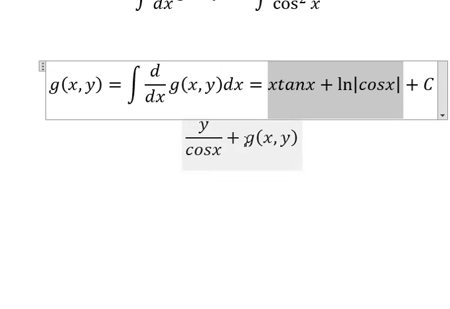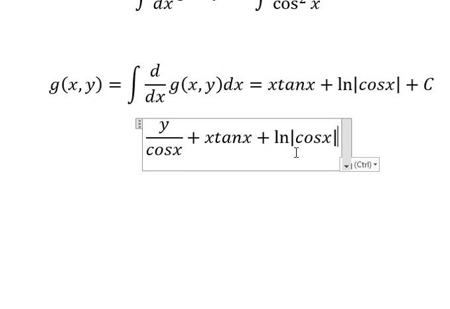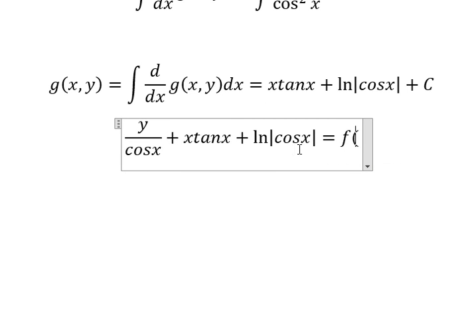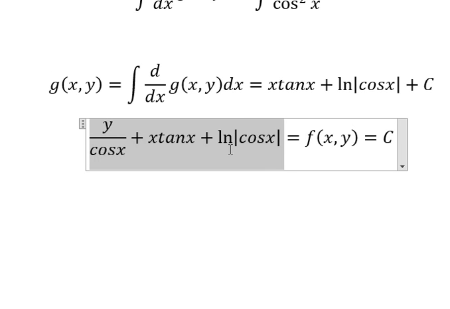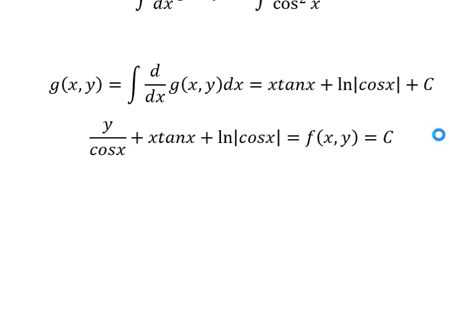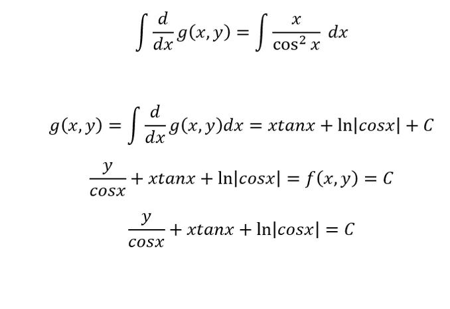So I will put this one come here. And that is equal to f of x, y. f of x, y equals to c. And now we have the final answer in here. This is the end. Thank you for watching.